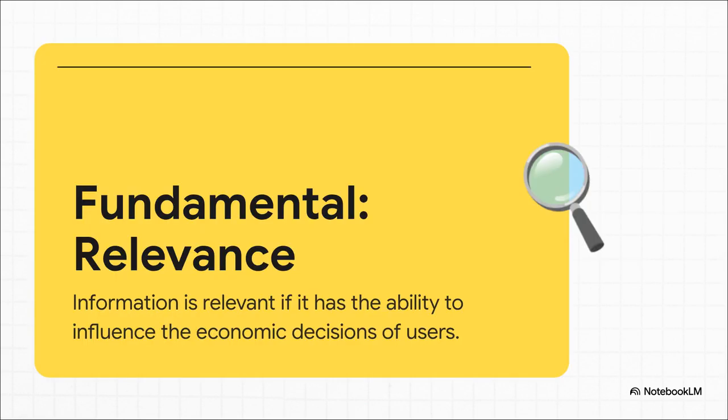So what's the first non-negotiable? Relevance. Put simply, the information has to be capable of actually making a difference to someone's decision. Does it help you predict what might happen in the future? Or does it help you confirm if what you thought in the past was right? If the answer is no, it's not relevant.